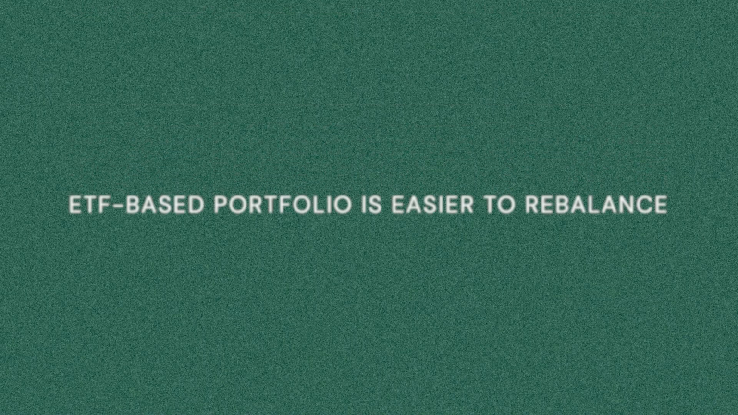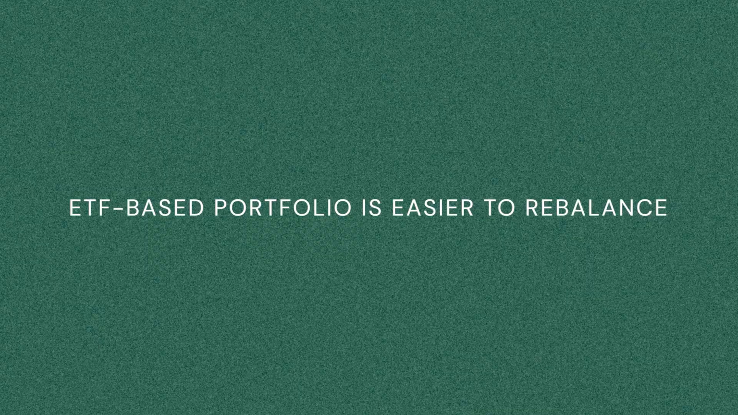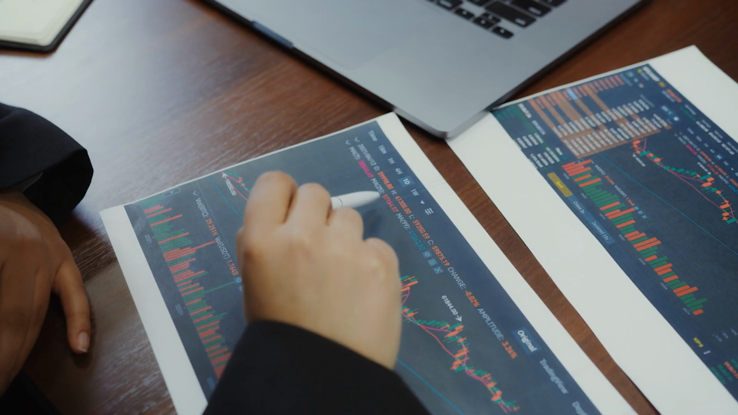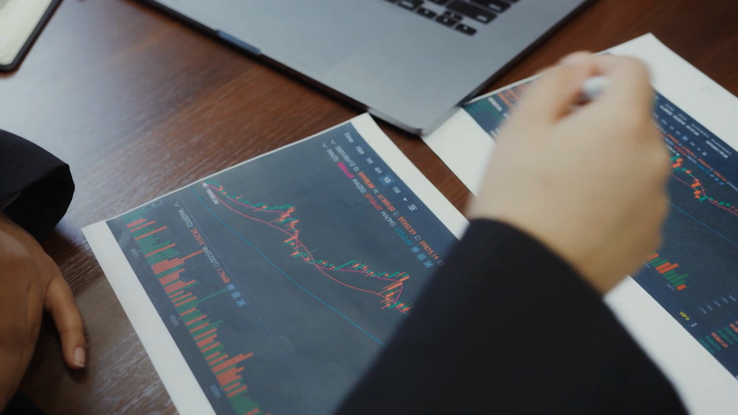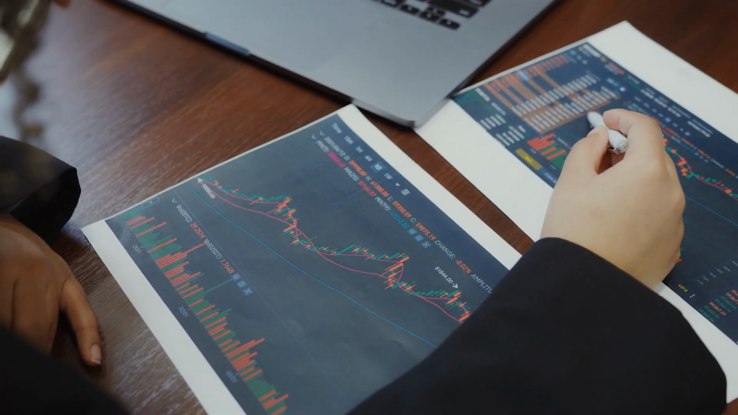Also, an ETF-based portfolio is easier to rebalance. Remember, ETFs are traded on the stock exchange, and hence it is possible to execute complete rebalancing of your portfolio in real time. In contrast, an index fund portfolio will require two legs: redemption and purchase. The complete rebalancing can take anywhere between 1 to 3 days depending on the type of fund sold. So these were some advantages of ETFs.